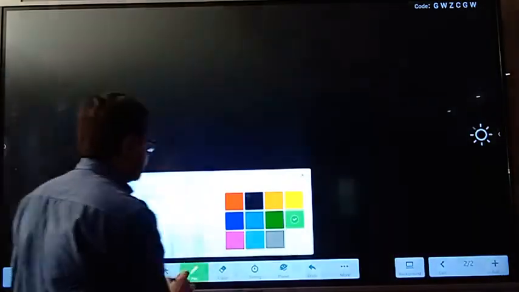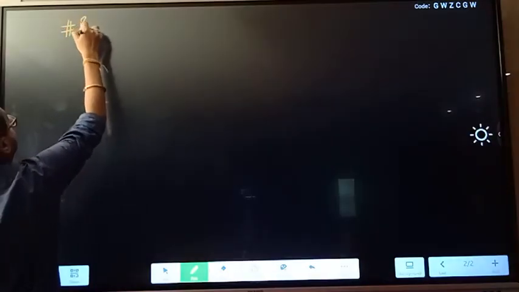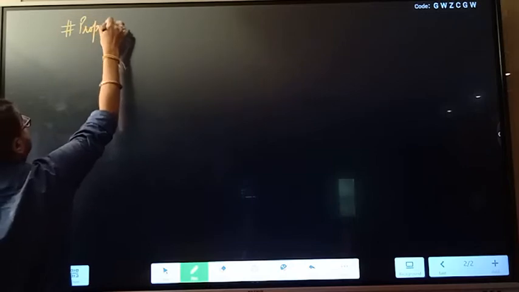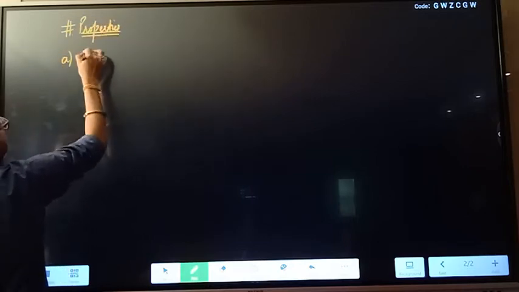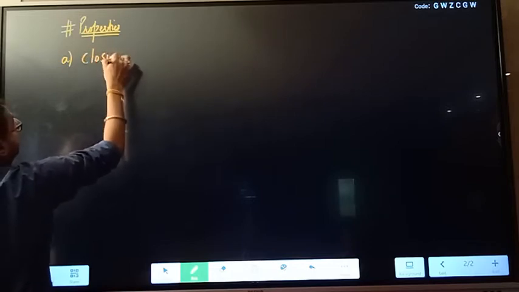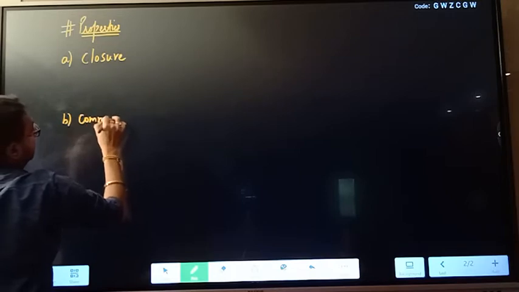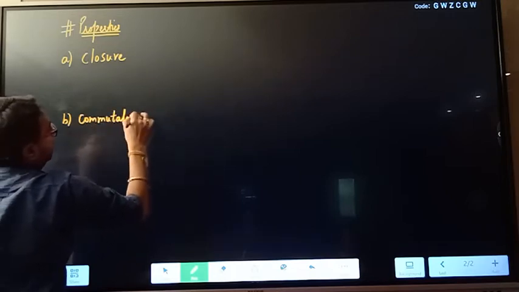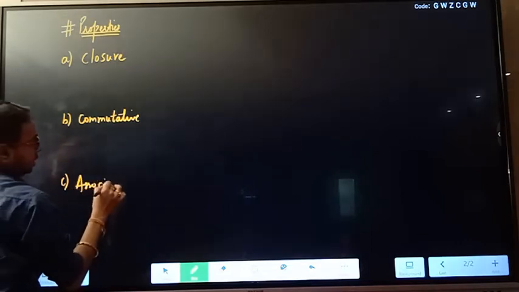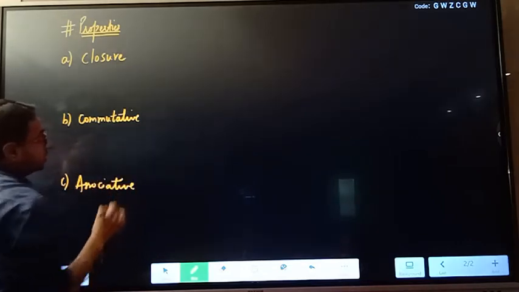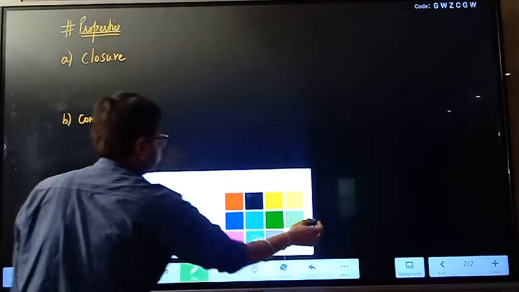Next, a very important topic: properties. Again, we'll be starting the properties. First property, closure property. Second, commutative property. Third, associative property. First of all, we'll see these three important properties, then we'll move ahead towards the next property.